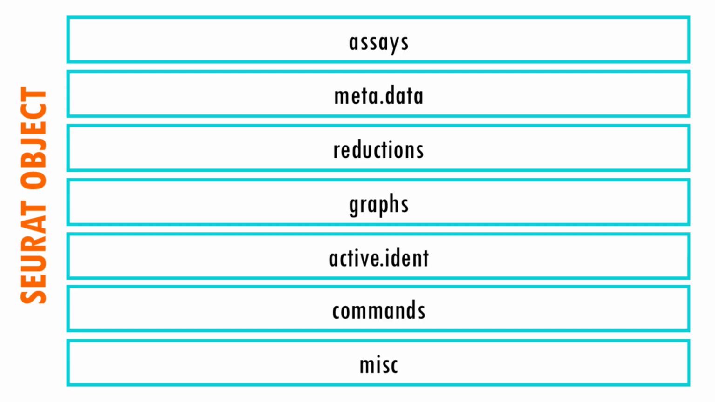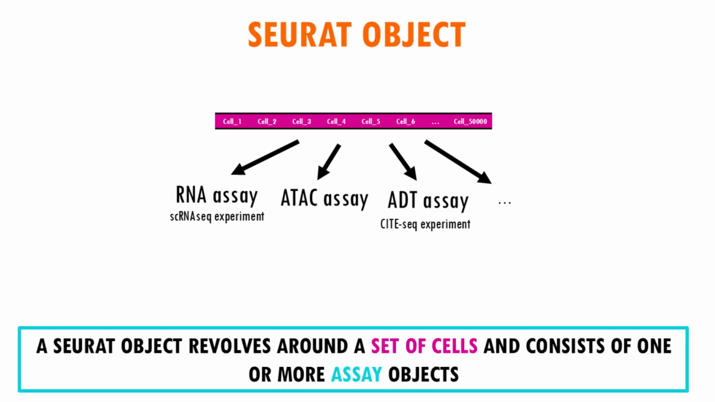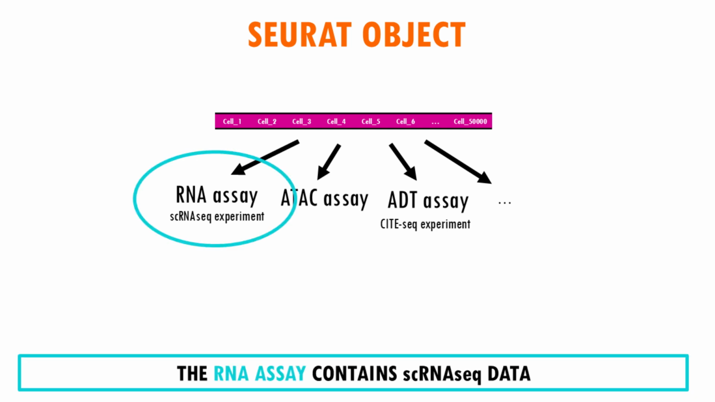The SRA object is a representation of single-cell expression data for R. Each SRA object revolves around a set of cells and consists of one or more assay objects. The assays have single-cell level expression data, whether that is RNA-seq, ATAC-seq, or protein expression. And if you're working with single-cell RNA-seq data, then the assay will generally be RNA, which is the assay we're going to be focusing on in this video.